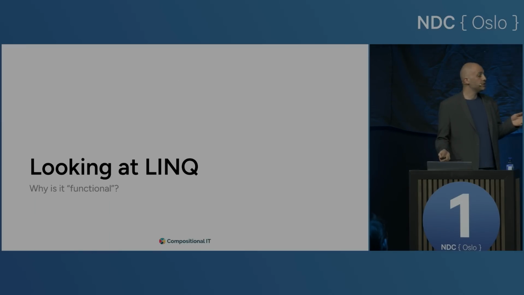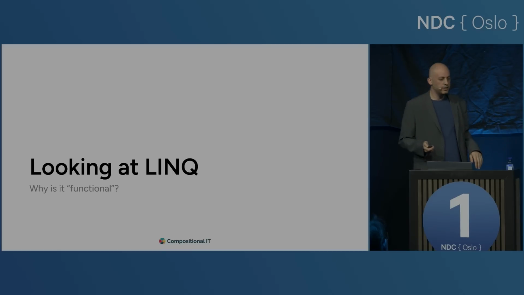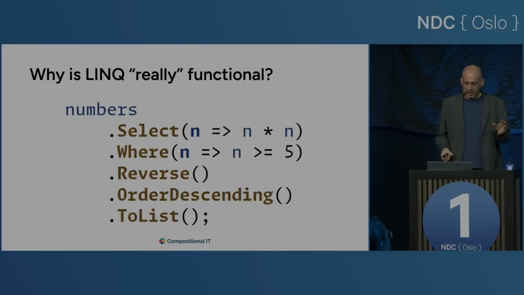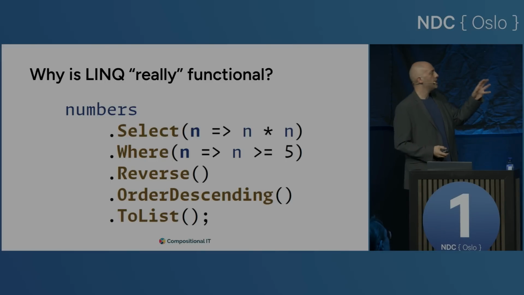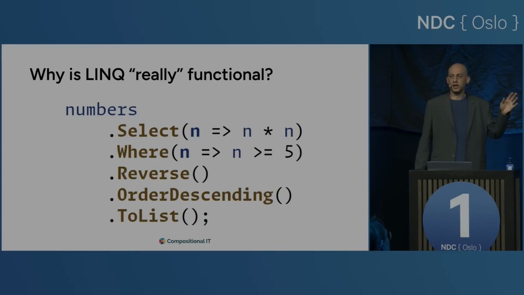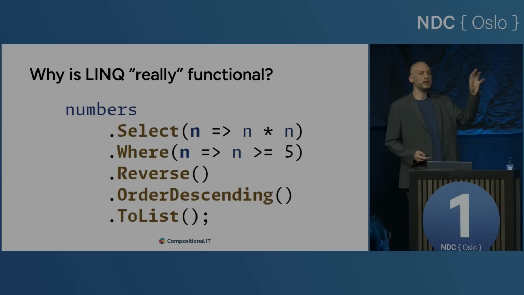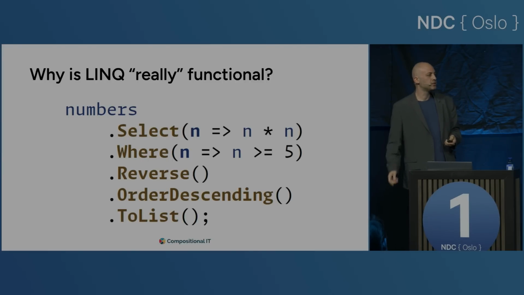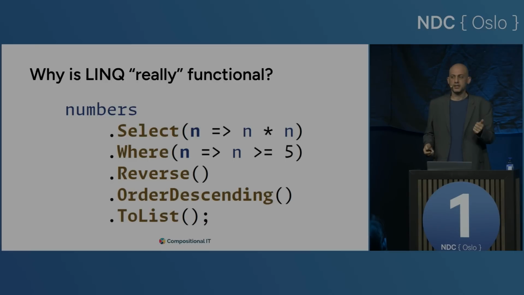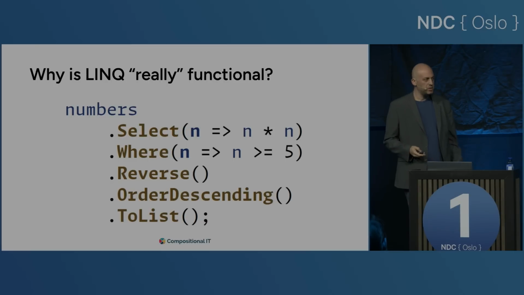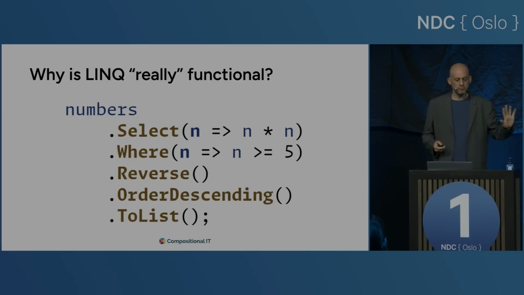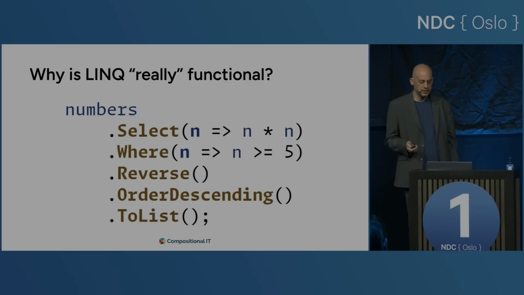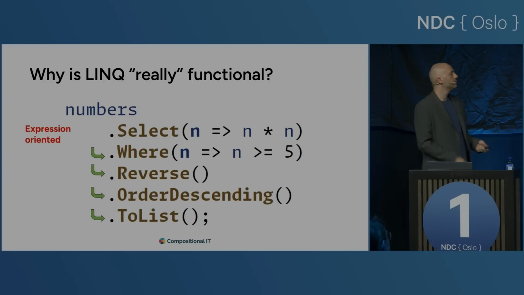For those of you that are using LINQ and that are allowed to use LINQ, I just want to focus on why it is functional. Because if I was to ask, and I have done in the past, why is LINQ functional? The first thing everyone says to me is lambda expressions. And the second thing they say is extension methods. But to my mind, those are not functional programming things as such. What's more important is that it's expression-oriented.